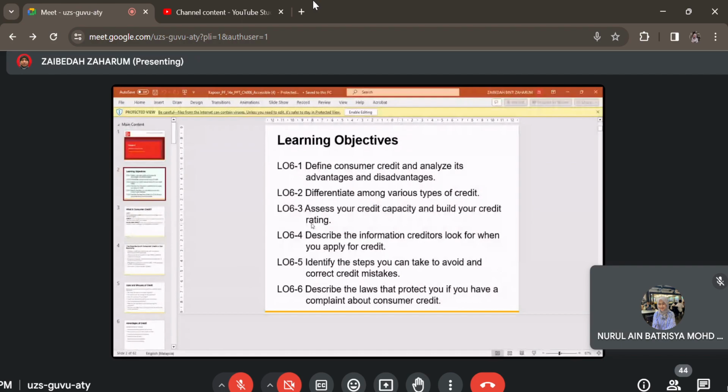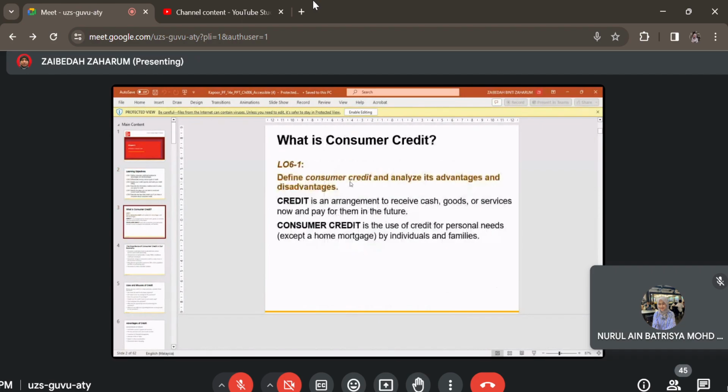Yang kedua, untuk differentiate among various types of credit. Yang ketiga, assess your credit capacity and build your credit rating. Keempat, describe the information creditors look for when you apply for credit. Yang kelima, identify the steps you can take to avoid and correct credit mistakes. And the last one will describe the law that protects you if you have a complaint about the consumer credit.